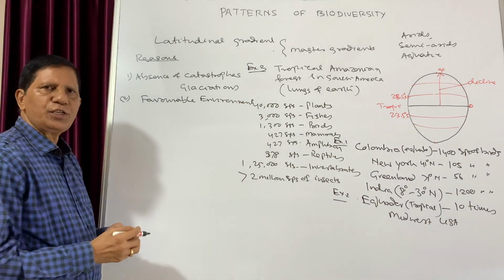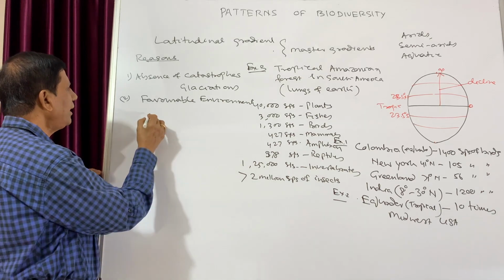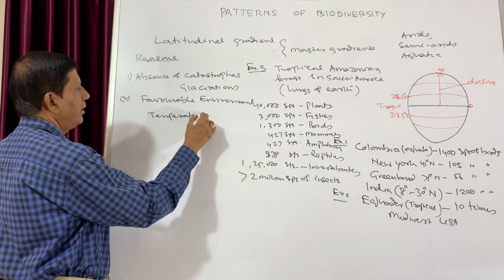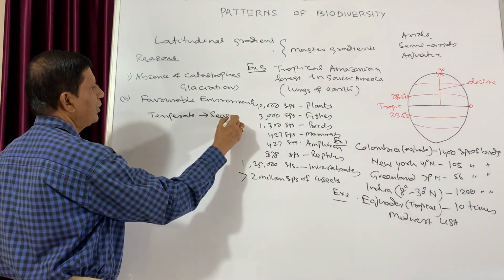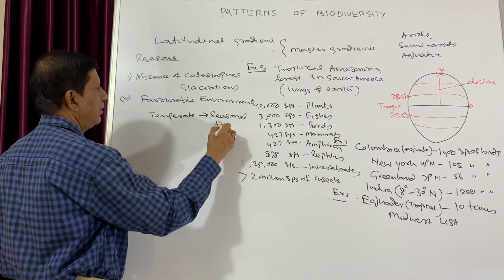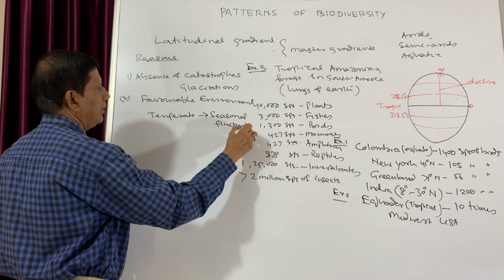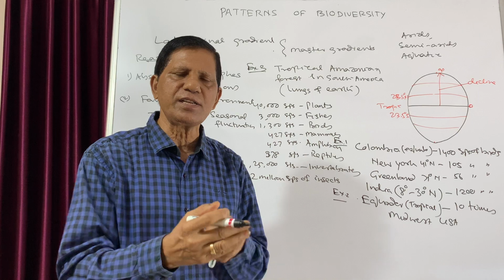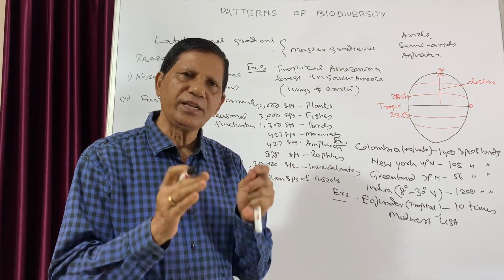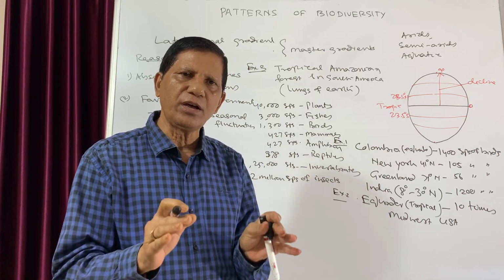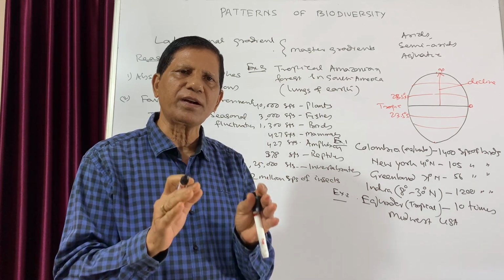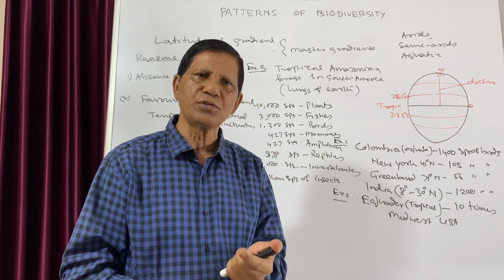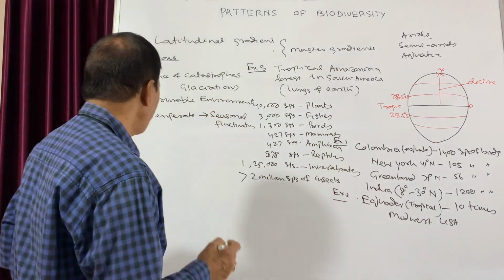Now what is the meaning of this? Usually in the temperate regions there are seasonal fluctuations. That means there is summer season, rainy season, winter season, all types of seasons. But in the equatorial area, throughout the year, almost one type of climatic condition is there. There is no seasonal variation. So that also contributes to biological diversity.